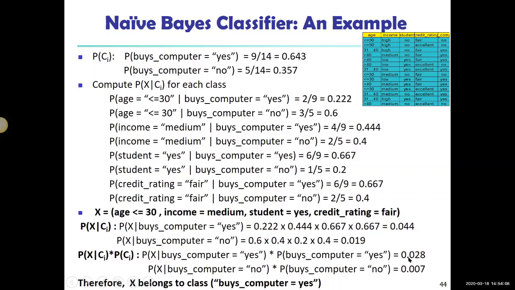Once we found that, and this for the no class, we can compute this. Comparing this, we see that the first value is greater. Therefore, we classify this instance as a computer buyer. Buy computer equals yes. Questions?